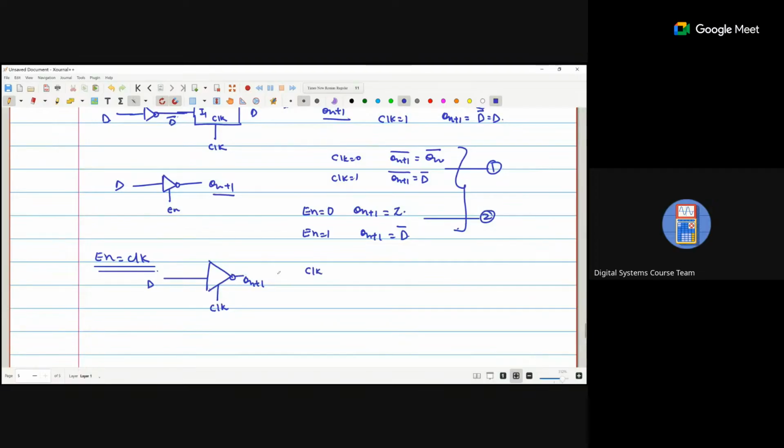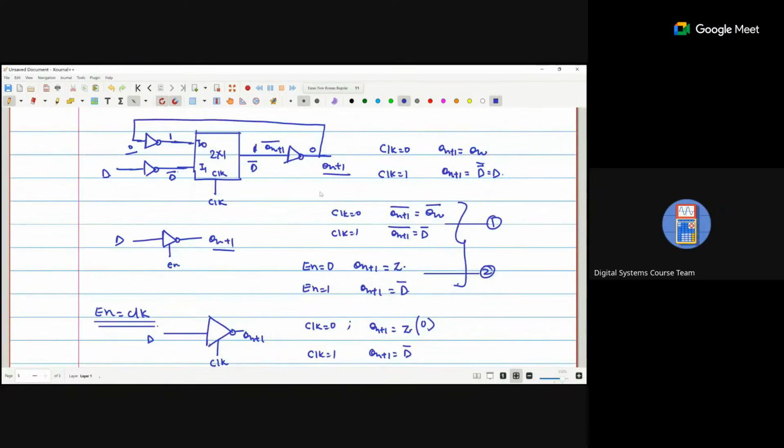Okay, now clock is 0. Qn plus 1 is Z, high impedance. So either we apply the input 0 or 1, we are always getting 0. And if clock is 1, Qn plus 1 is D bar. Okay, now this circuit, the clock part is done.